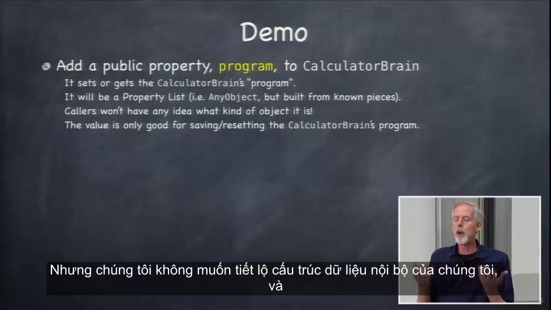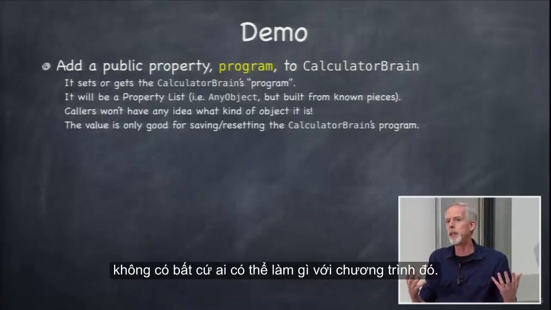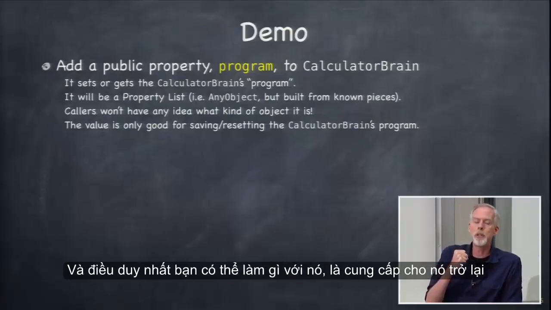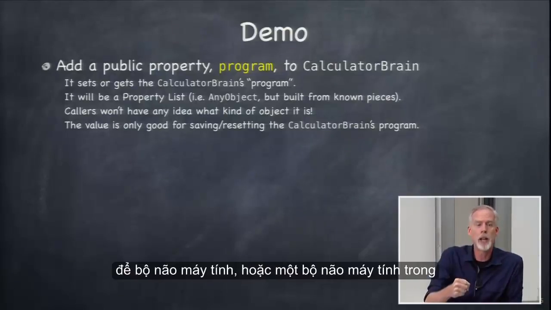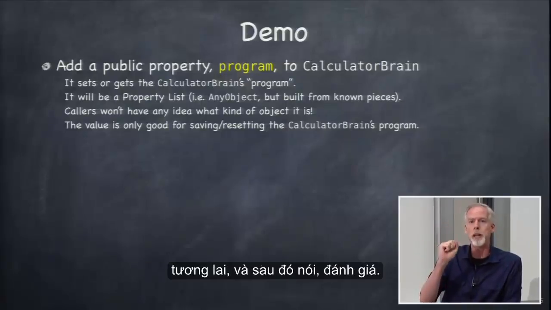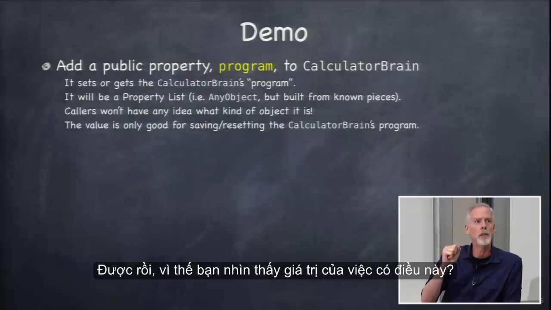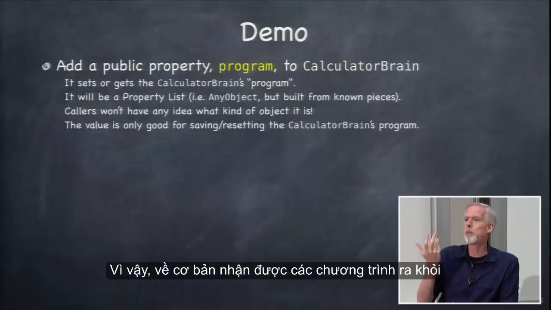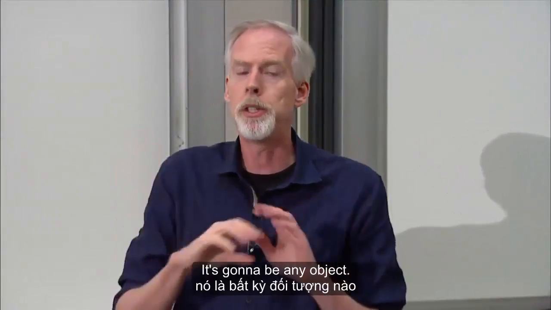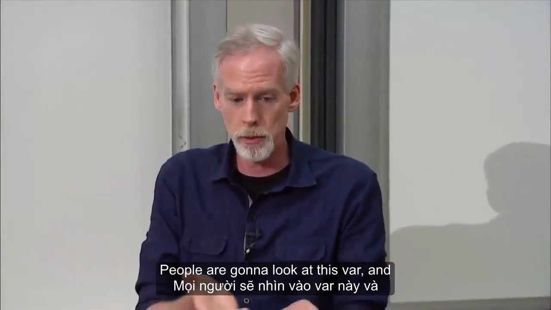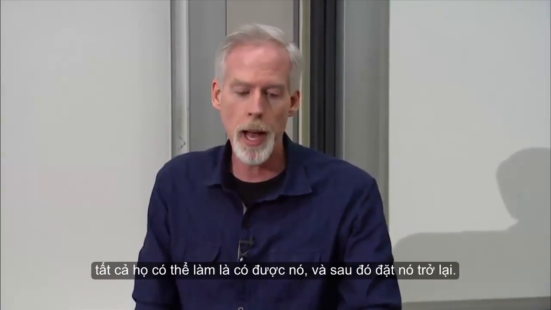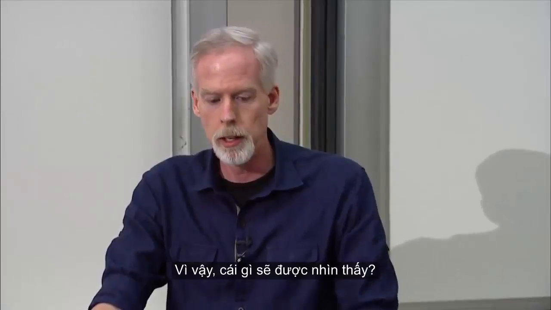But we don't want to reveal our internal data structure, and there's nothing anyone can do with that program. So we're really just getting it as a cookie, and the only thing you can do with it is give it back to the calculator brain or another calculator brain in the future and then say evaluate. Okay, so you see the value of having this? It's basically getting the program out of the calculator brain and setting it back. But we're going to return it as a property list. It's going to be AnyObject. People are going to look at this var, and it's going to be of type AnyObject, and all they can do is get it and then set it back. Okay, so what would that look like?